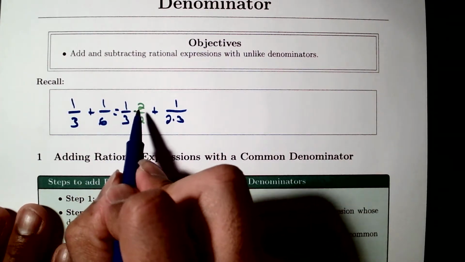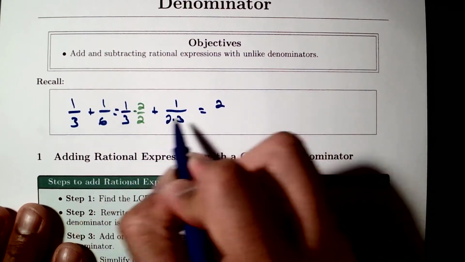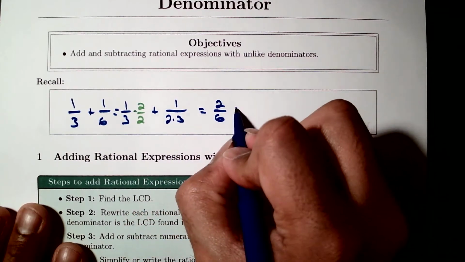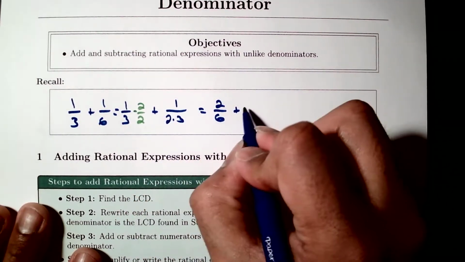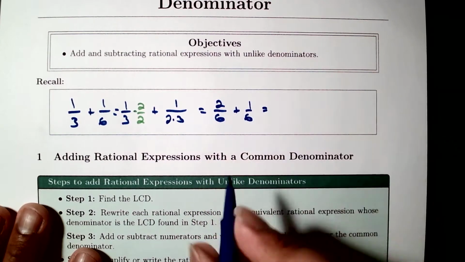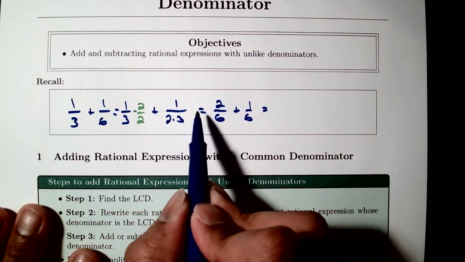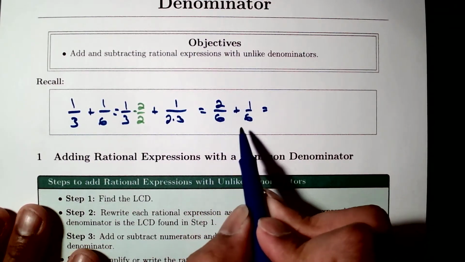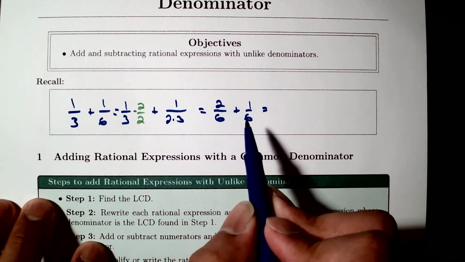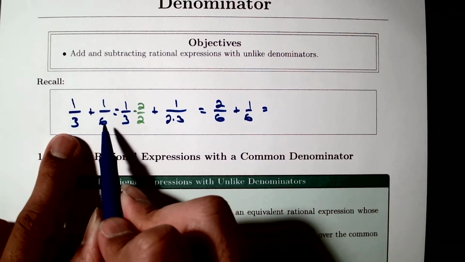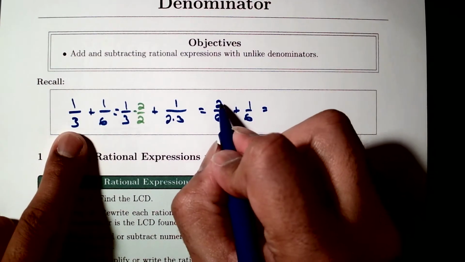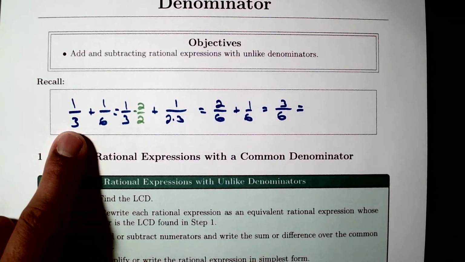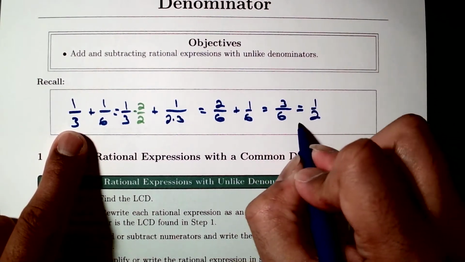That's going to leave us with 1 times 2, which is 2, and 3 times 2, which equals 6. And the other one I'm going to rewrite as 1/6. In this case, we used the missing factors by looking at the LCD in order to convert these to equivalent fractions that have the same denominator, as opposed to fractions that didn't have it in the first place. So 2 plus 1 equals 3 over 6, which reduces to 1/2.